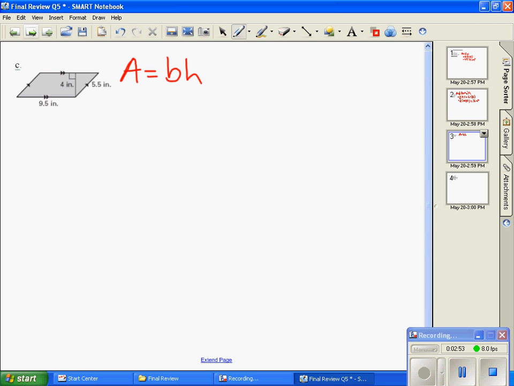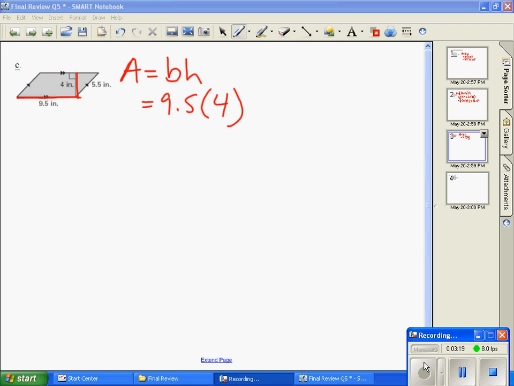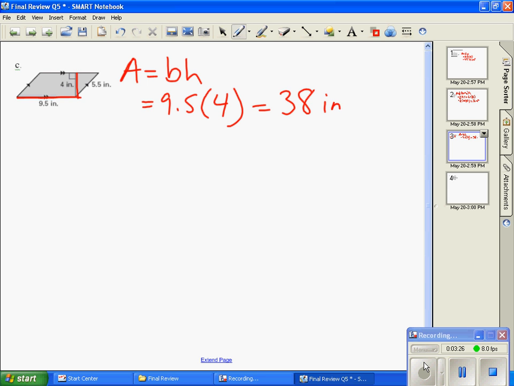So in this case, we only have one option, but sometimes they give us a lot of information, so depending on which base you pick, you have to pick the appropriate height. But in this case, we only have one height given to us, so we have to pick the right base, and the base here is 9.5. So base and height. Okay, so let's just plug it in. 9.5 times 4. So the answer to that is 38. And this time we have inches, so inches squared.